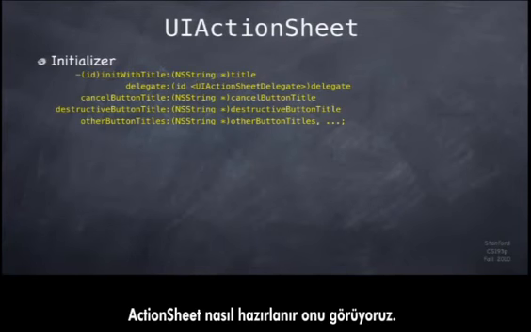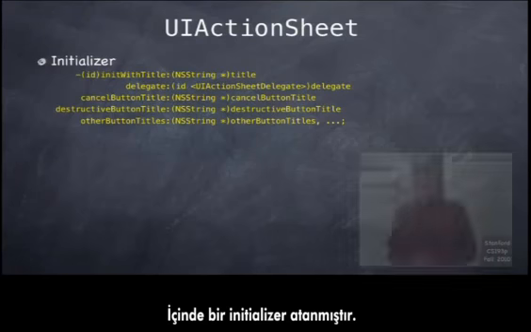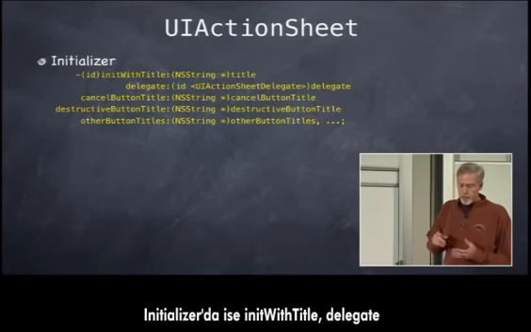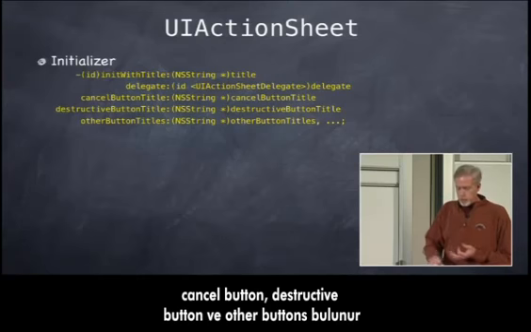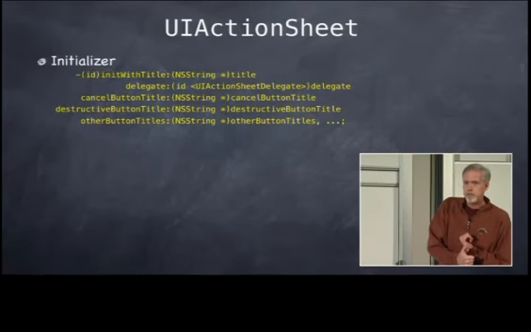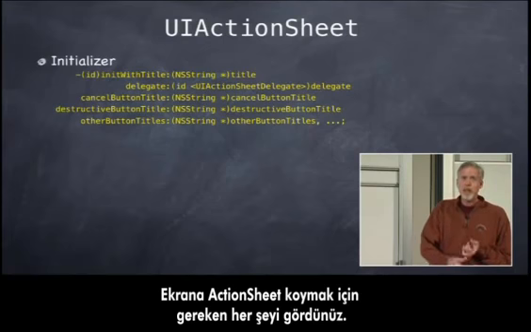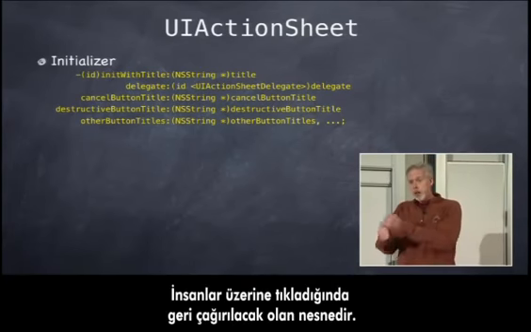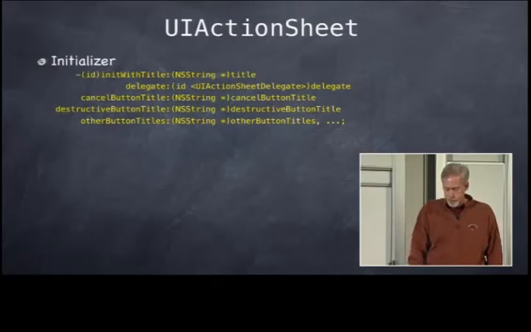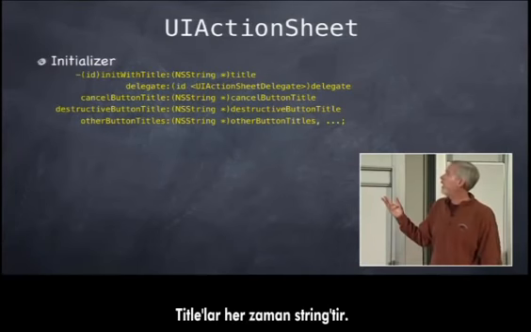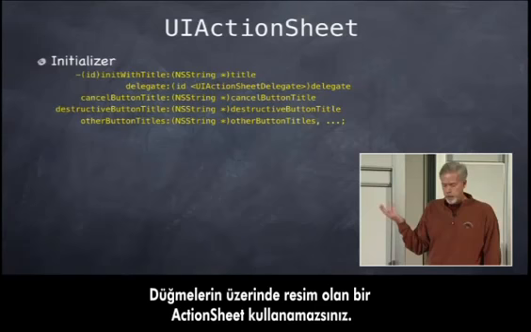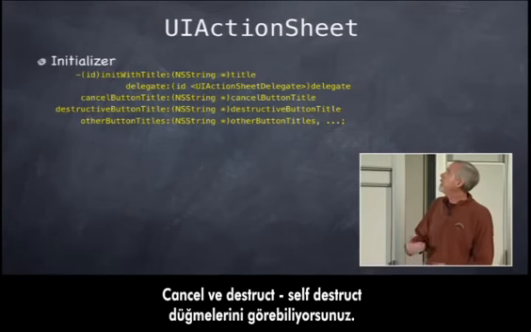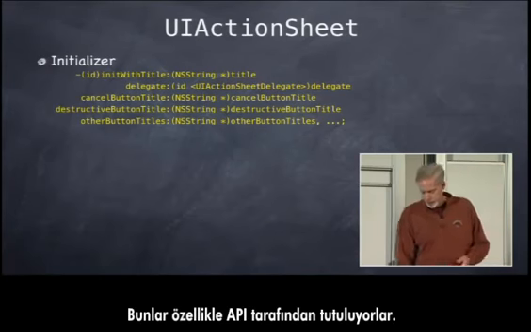All right, so here's what it looks like to create an action sheet. Its designated initializer, and the only initializer it has, is init with title, delegate, cancel button, destructive button, and other buttons. Okay, so you basically specify everything you need for that action sheet to be put on screen, including the delegate. Okay, you see that UIActionSheetDelegate, which is the object that's going to get called back when people click on that thing. All right, the titles are always strings. You can't have an action sheet with images in those buttons. And you can see that the cancel and destructive buttons, the self-destruct button, are handled specially in the API.